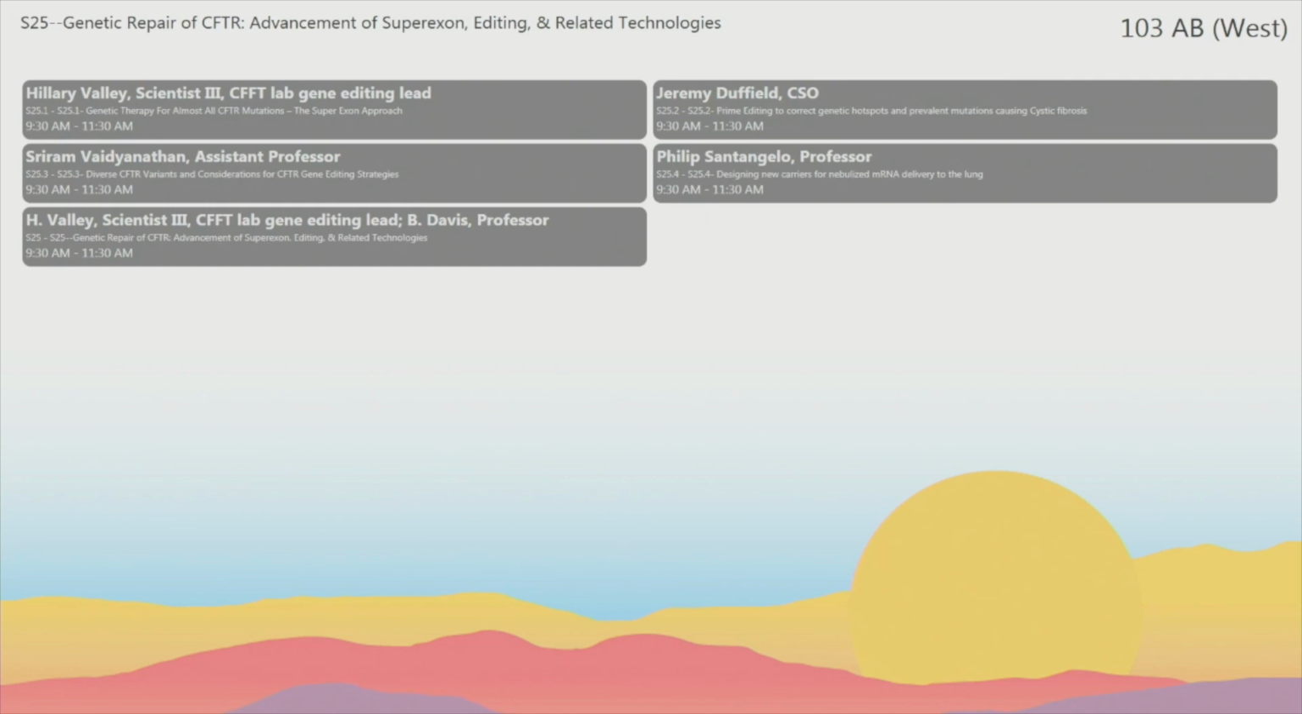Fantastic. Let's thank Jeremy again. Our next speaker is going to be Sharam Vidyanathan, who's going to be talking about genetic variability in CFTR and things we need to consider around that.